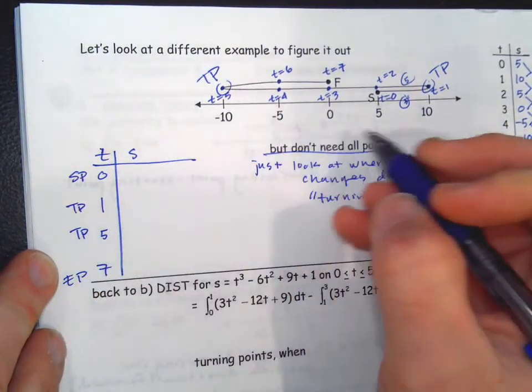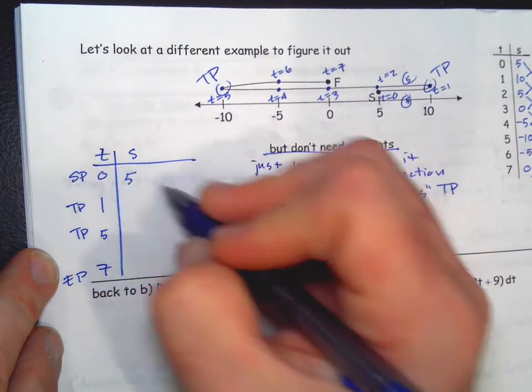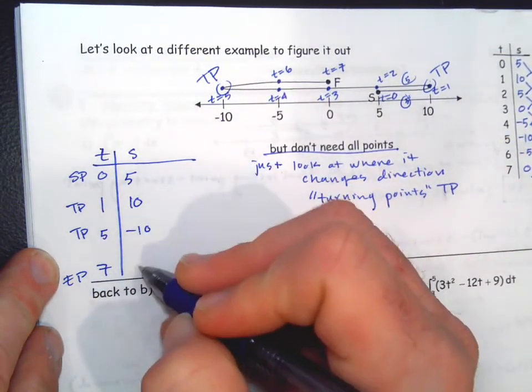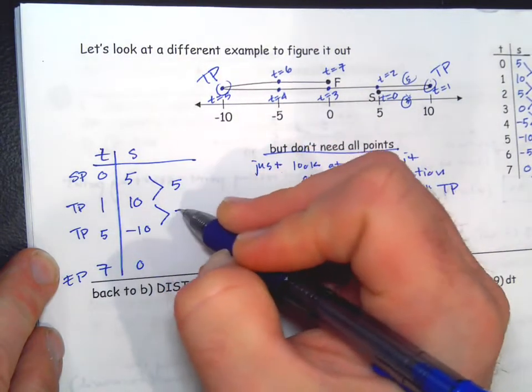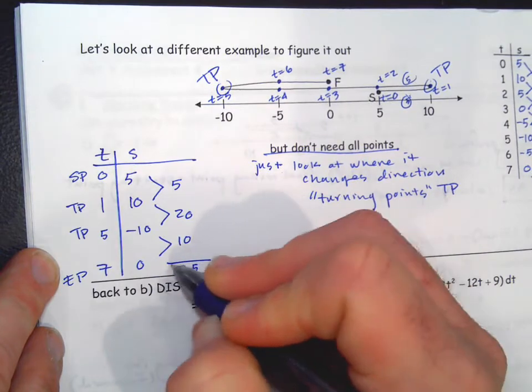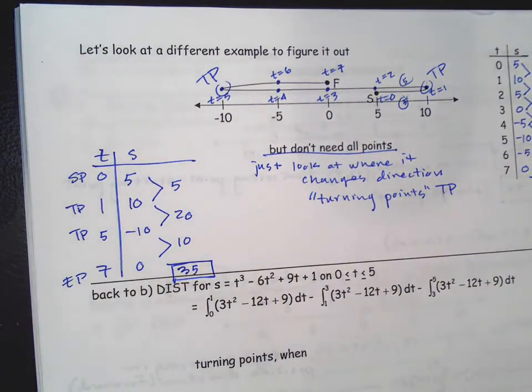And if we just plug those values in, at time 0, it was at 5. At time 1, it was at 10. At time 5, it was at -10. At time 7, it was at 0. And if we do the distance between these is 5, distance between these is 20, distance between these is 10, guess what we get? We get 35. Much faster, right? So let's see if we can take advantage of that.